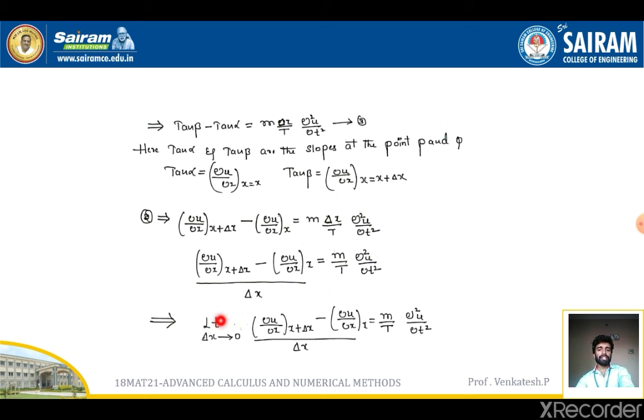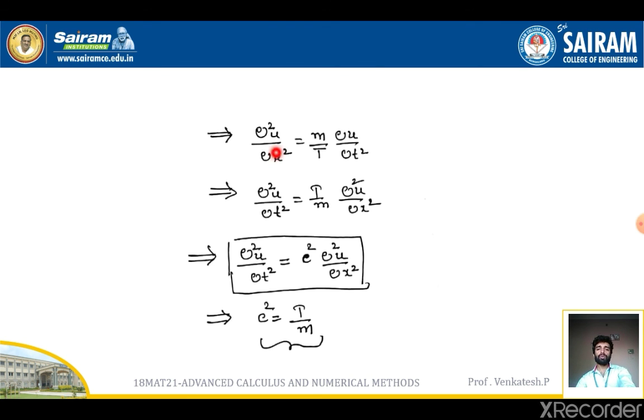I got the equation like limit delta x tends to 0 of ∂u/∂x at x plus delta x minus ∂u/∂x at x, divided by delta x, is equal to m by T into ∂²u/∂t². From the basic concept of differential calculus, we have this formula for the derivative, so I can replace this whole thing with nothing but ∂²u/∂x². This is the formula for ∂²u/∂x² from the basic definition of differential calculus. So I got the equation ∂²u/∂x² is equal to m by T ∂²u/∂t², or ∂²u/∂t² is equal to T by m ∂²u/∂x². I am replacing this T by m as some constant, that is c squared. So ∂²u/∂t² is equal to c squared into ∂²u/∂x², which is the required one-dimensional wave equation.